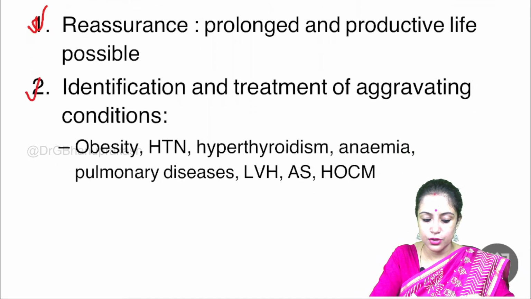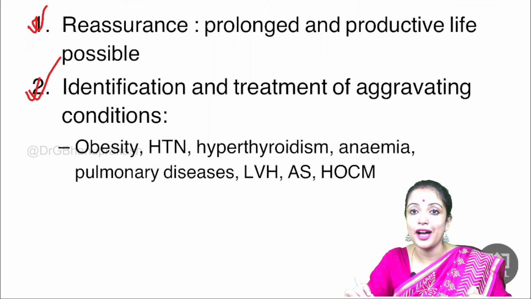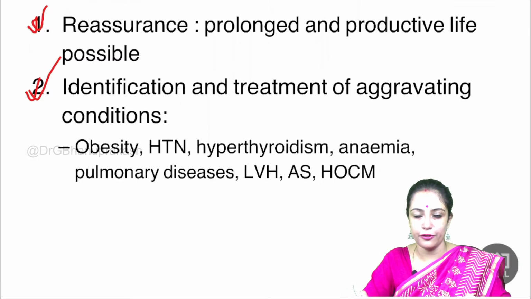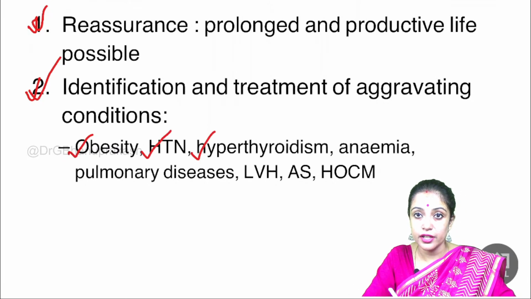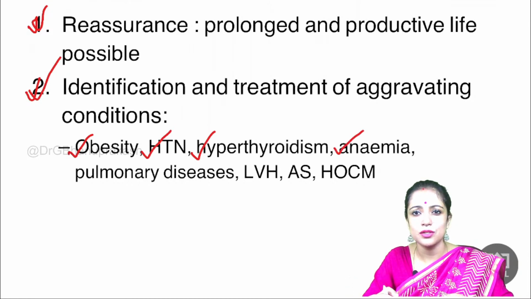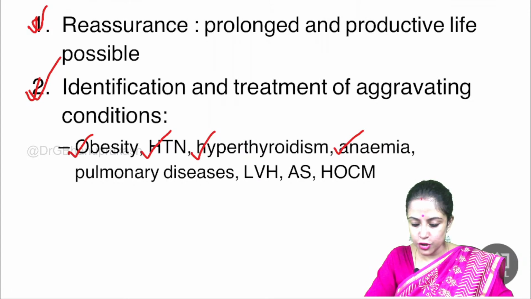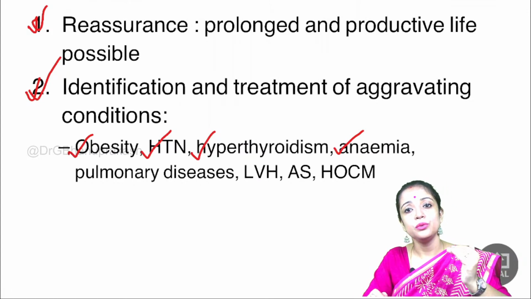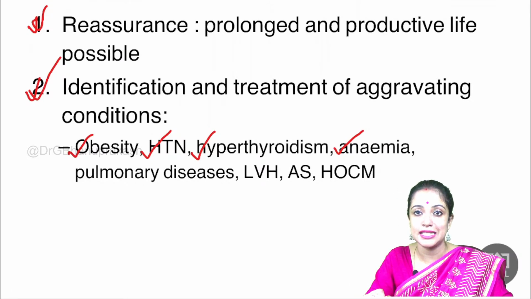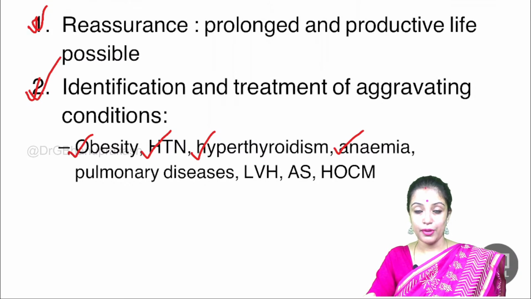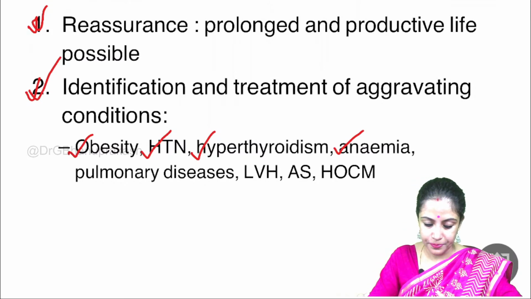Next thing we do, we need to identify and treat the aggravating factors for development. So what are the aggravating factors? Obesity, hypertension, hypothyroidism, anemia. Anemia, very importantly, is quite common in the Indian population, and anemia will reduce the oxygen carrying capacity of blood. This way, anemia aggravates ischemic heart disease by reducing the supply of oxygen to the myocardium.